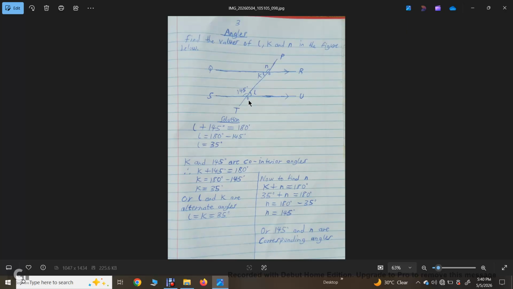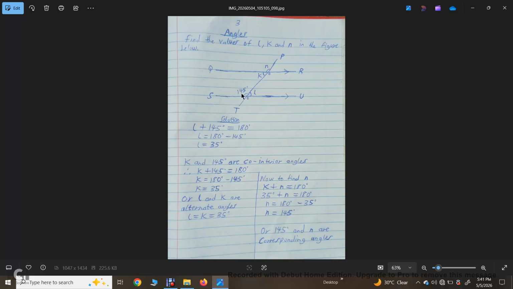Now the first letter that you have to find is L. Now let's look at where L is. Here is L. The question says find L. Let's look at things very well here. Look at L and 145 degrees. They are on a straight line.